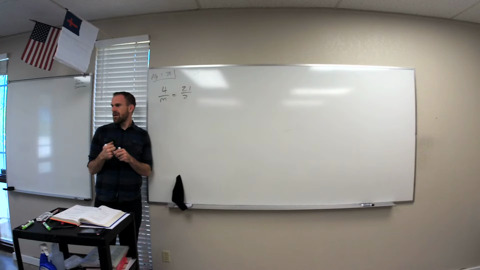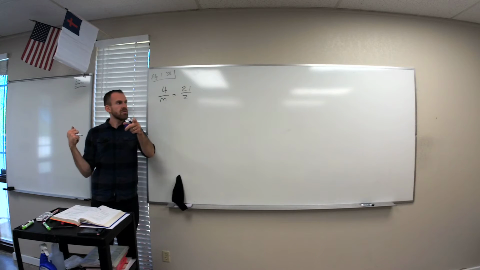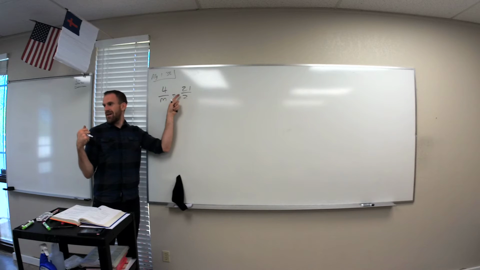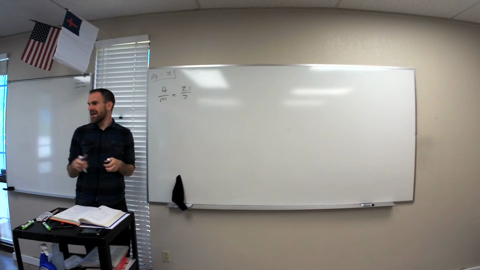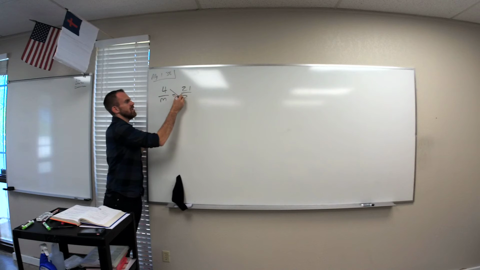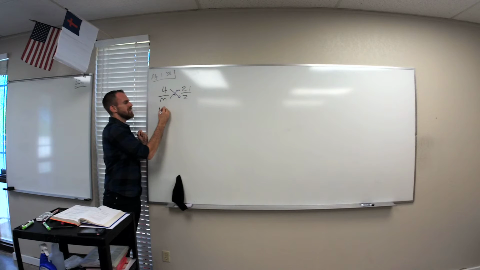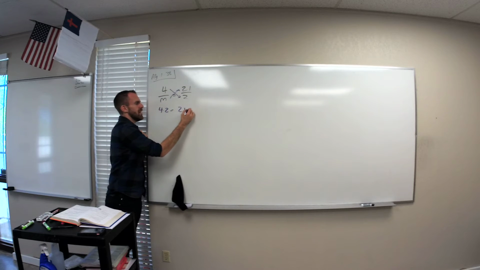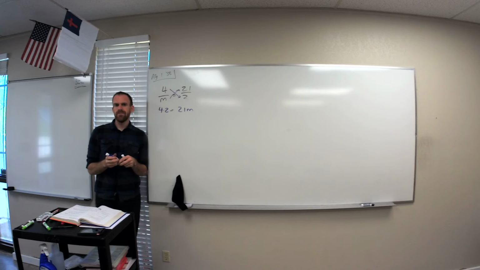What about that? Multiply 2 and 4. Cross multiply. They're not on the same fraction yet, so we can't cancel. Great question. So we will cross multiply. That means 4 times 2 equals 21m. How do I solve for m?